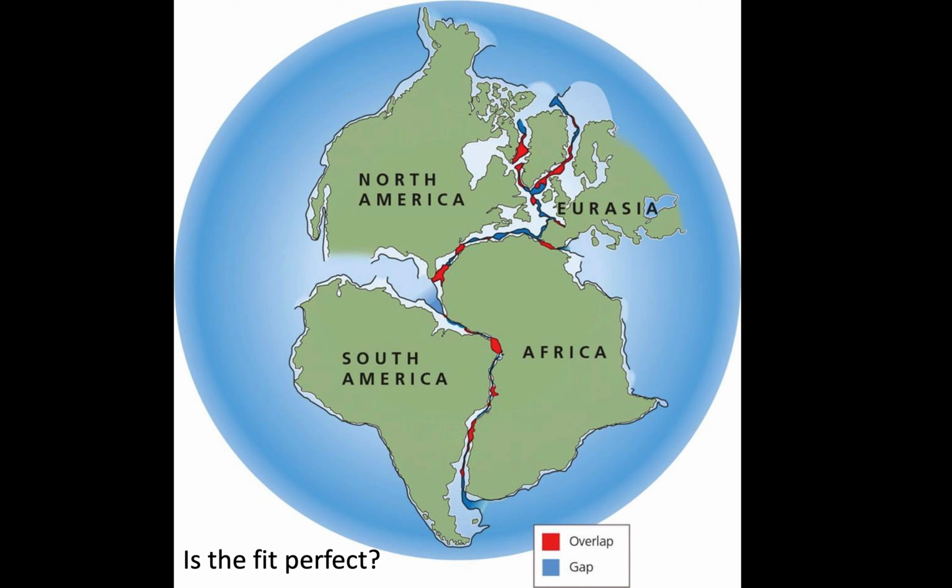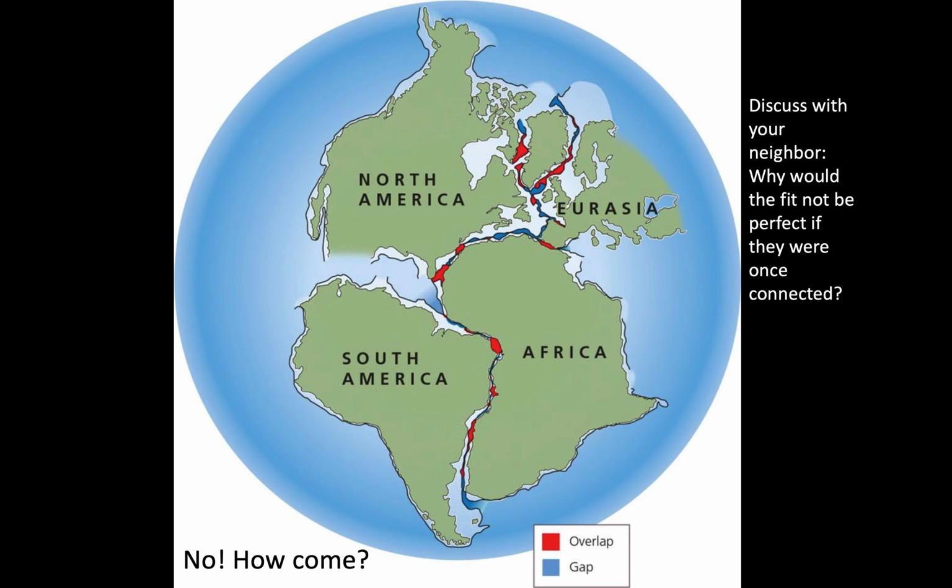Let's look at a map that looks like today. You see here that South America and Africa do fit really well, as do other parts of the globe. But is the fit absolutely perfect? No, of course not. Why wouldn't it be perfect? Now, this is a little bit difficult to discuss with your neighbor, of course, this is a video, but pause it for a second and think about it. Why would the fit not be perfect?